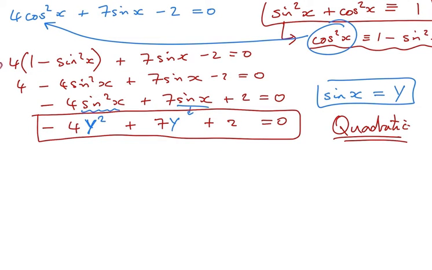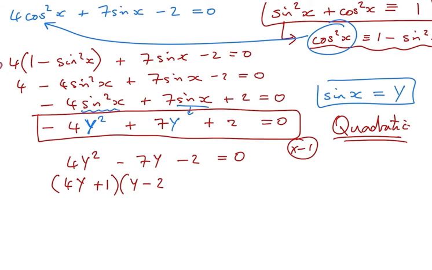Now, hopefully, your first move on this will be the same as mine. Just pause the video and see if you can spot what you do first. Okay, now I hope that you would times everything by minus 1, because we want to get our y squared term as a positive. That's just going to help us. So 4y squared minus 7y minus 2 equals 0. And then I can factorise this: 4y plus 1 and y minus 2 equals 0. And so this implies that y equals either minus 1 over 4 or y equals 2.